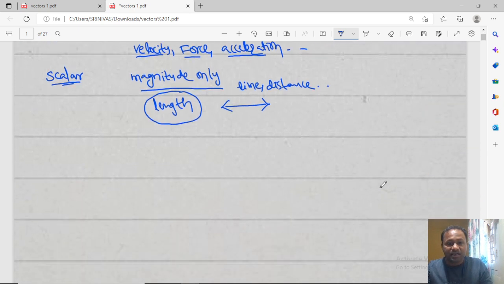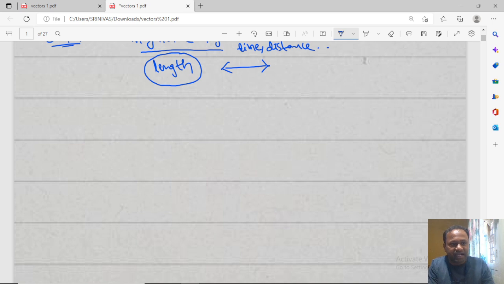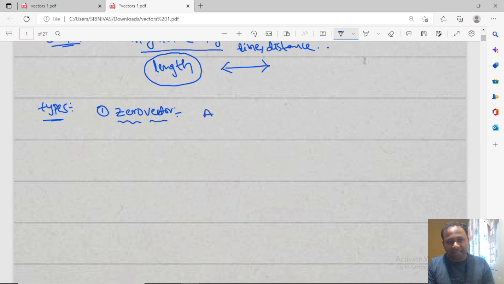Next, what are the types of vectors? There will compulsorily be one question based on these types, so I will explain each and every type. The first one is zero vector. What do you mean by zero vector? Zero vector is a vector whose magnitude is 0.